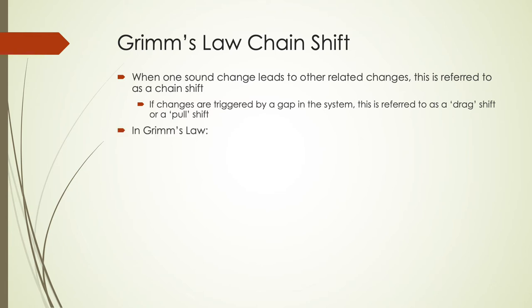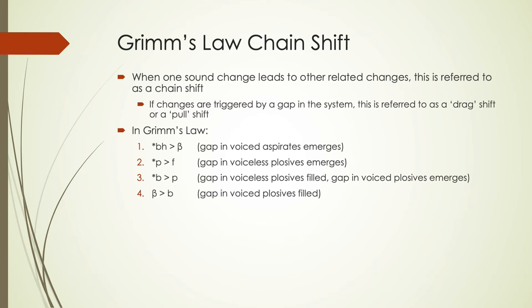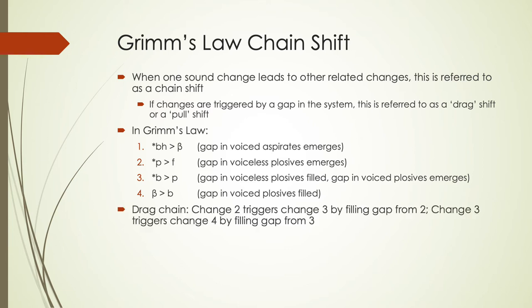So in Grimm's law, we first end up with a gap in voiced aspirates. And then as the next stage takes place, we get a gap in voiceless plosives because we no longer have those either. So step three fills in the gap of those voiceless plosives, but then leaves a gap of voiced plosives instead. And so stage four is designed to fill in that gap of the voiced plosives so that we end up with both voiceless and voiced plosives that remain. And so the change in step two triggers the change in step three in order to fill that gap. The change in three triggers step four to happen to fill in that gap.